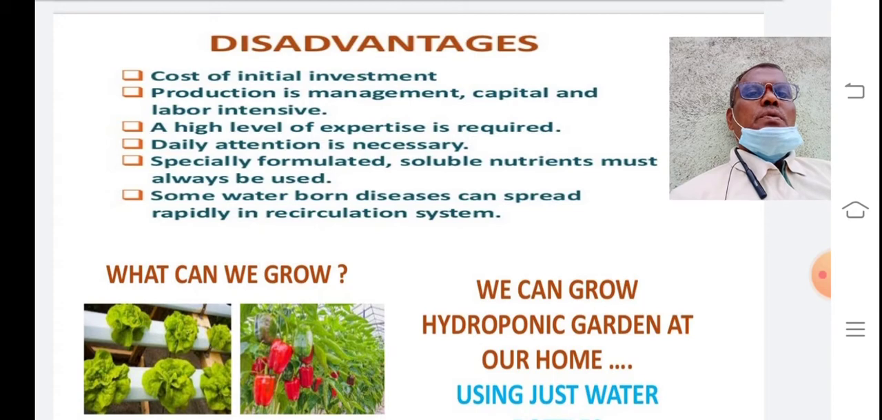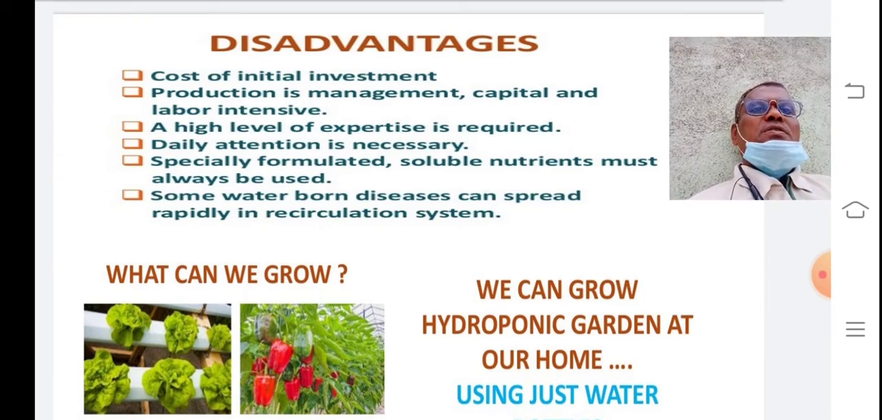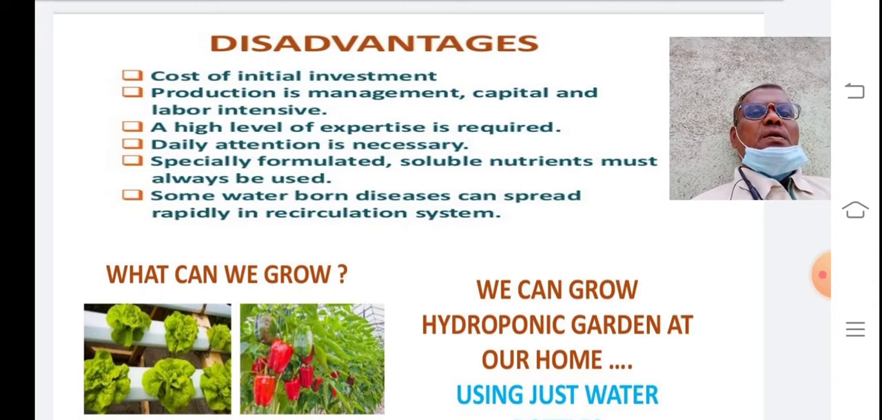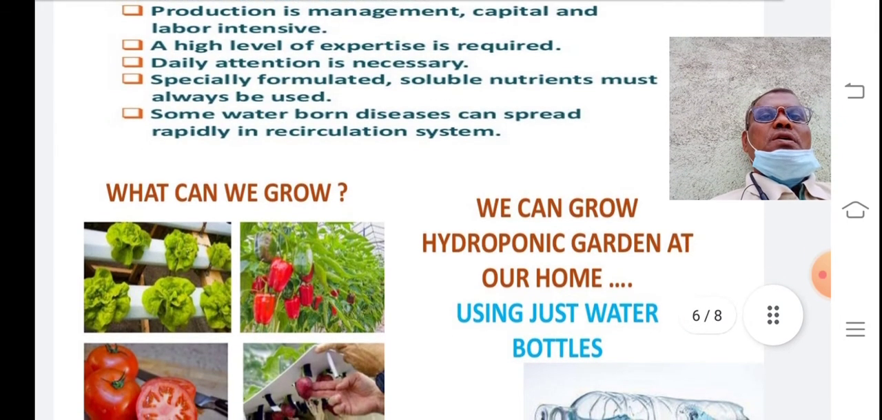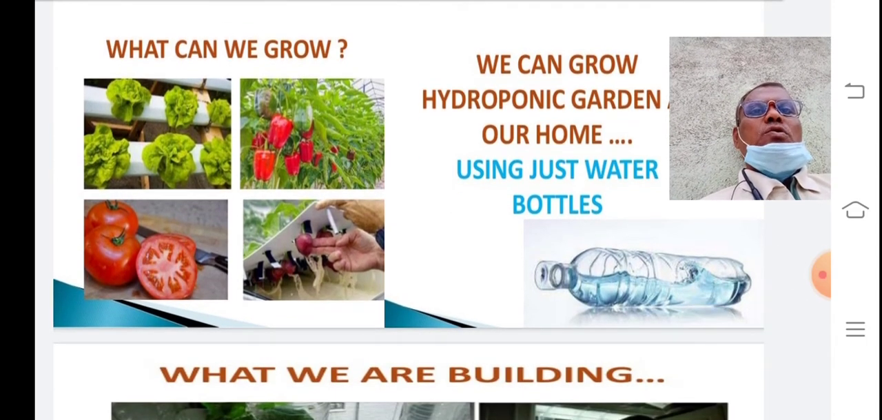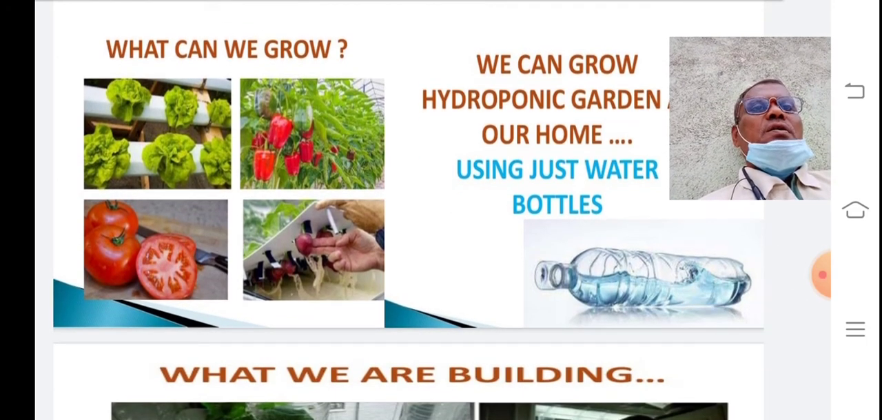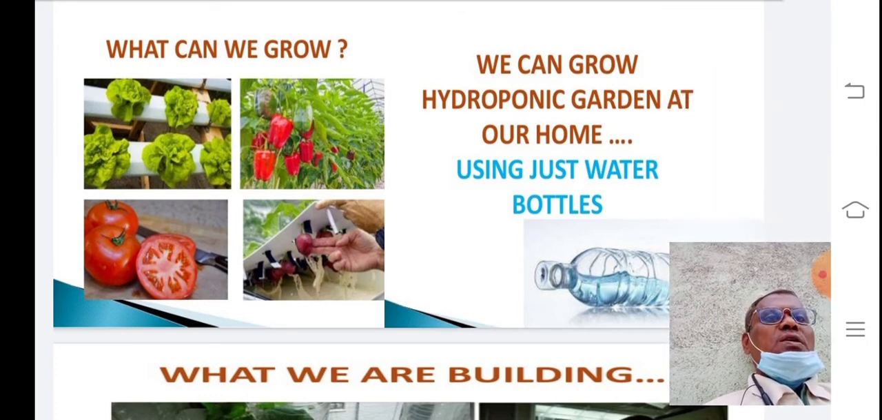Nowadays water soluble nutrients are there, and some waterborne diseases can be spread rapidly in the recirculation system. After using, there may be waterborne diseases like soil-borne ones. So here, what can we grow? Different types, here you are observing tomato, different green vegetables. So we can grow these at our home.